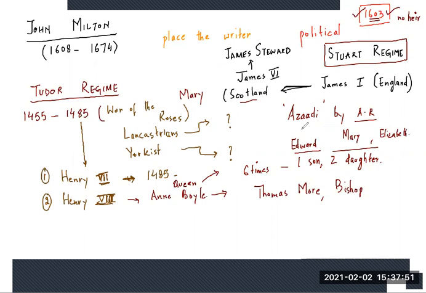Edward also becomes a king, King Edward. Mary becomes a queen, Queen Mary. Elizabeth becomes a queen, Queen Elizabeth. What after that? King Edward has no kid. Queen Mary, all the children die. Queen Elizabeth does not marry. What will happen to the dynasty, to the regime? It will come to an end.